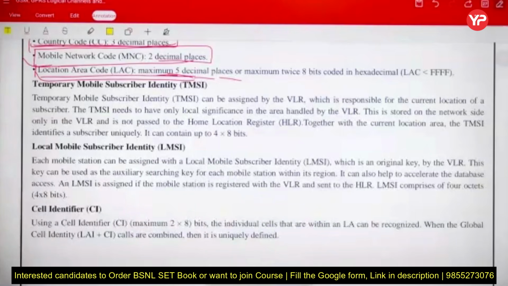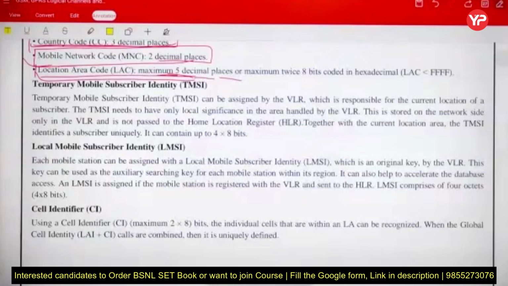The next is the local mobile subscriber identity. Each mobile station is assigned a local mobile subscriber identity, which acts as an original key, and that is used to search a mobile station within a given region, right? If anyone wants to search for your mobile phone in a particular location or region, then it will be searched with the help of this mobile subscriber identity.